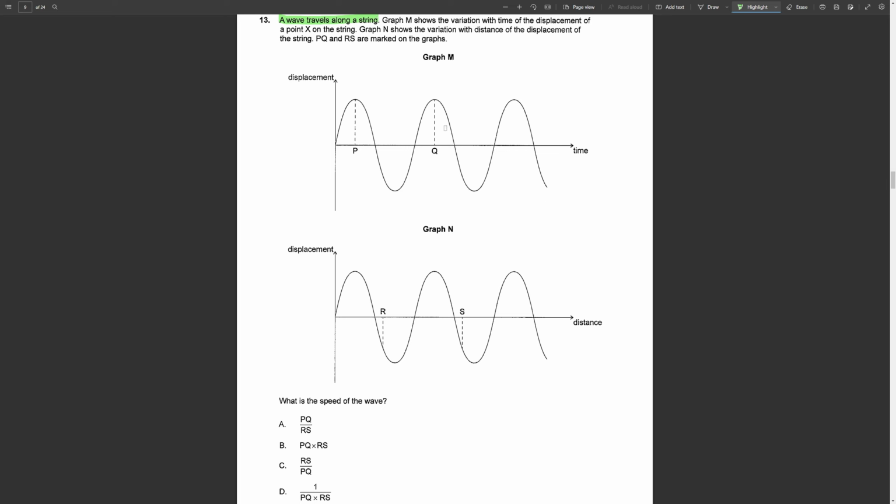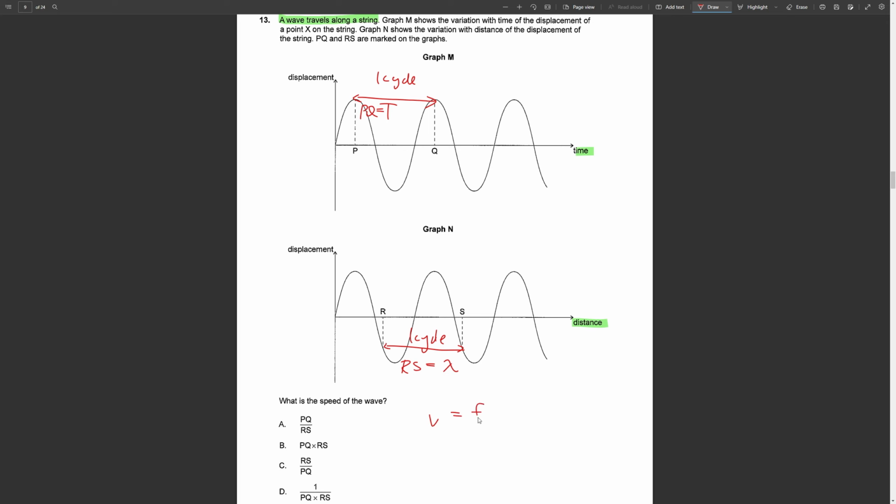Question 13, there are two graphs, graph M and graph N, but they're both describing a single wave. One of them is a variation with time, the other one is a variation with distance. In the variation with time, between P and Q you can see one cycle. In one cycle, the corresponding time is known as the time period, which means PQ is the time period. From R to S, it is another cycle, but this is a cycle in a graph of distance. So R to S is the wavelength.